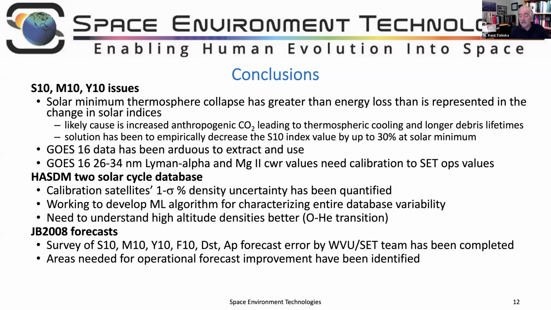High altitude densities need to be understood better, above 500 kilometers, for example, the oxygen to helium transition. And finally, we've completed an initial survey. There's a paper in the Space Weather Journal by Licata just at the end of this last year in the fall, identifying what our forecast results are. So we've identified particularly areas that need improvement based on that work.